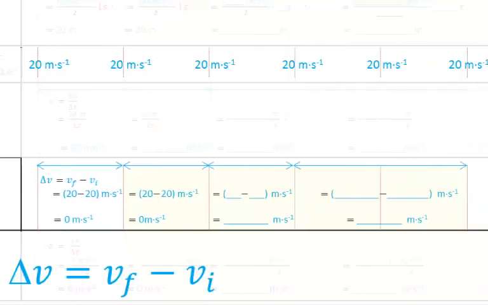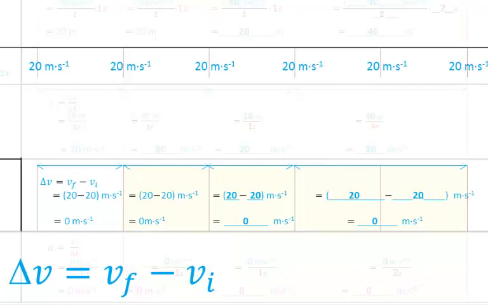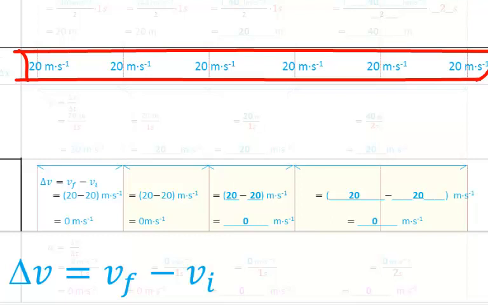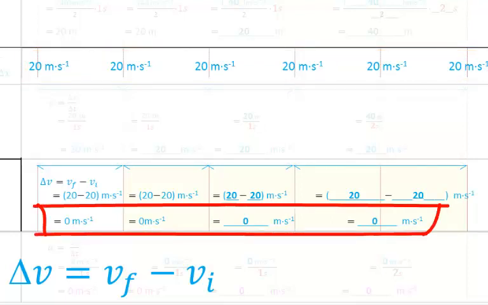Pause the movie while you fill in the other gaps. Can you see that the answer is 0 for all of these intervals? Because the velocity is not changing. So the velocity at the end of every interval is 20 meters per second, and at the beginning of that interval also 20 meters per second, because the velocity is just always 20 meters per second for this motion. And so the change in velocity is 0 meters per second for every interval.